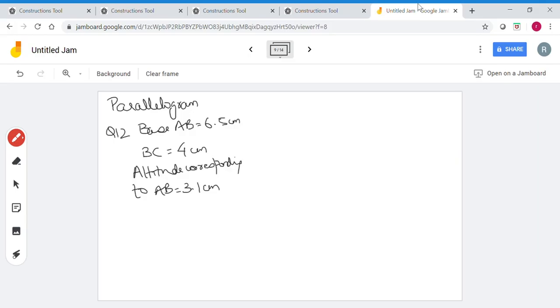Hi guys, let's move on to the next question. The next question we do is question number 12, and let's see what's given in the question.